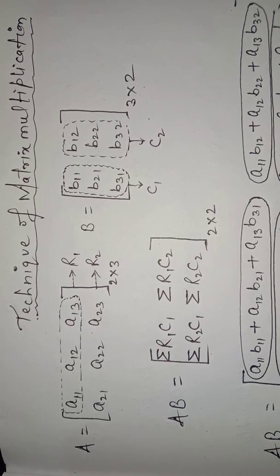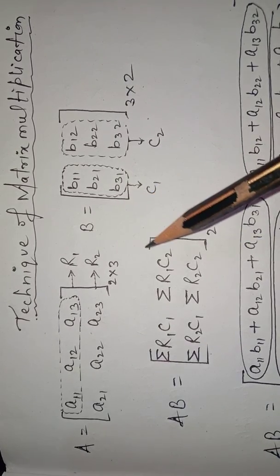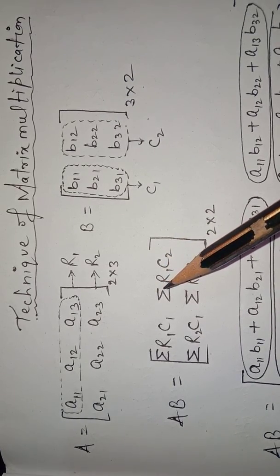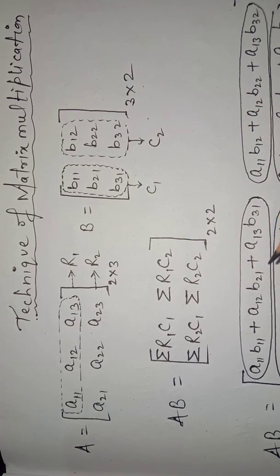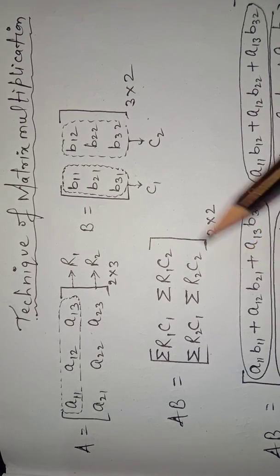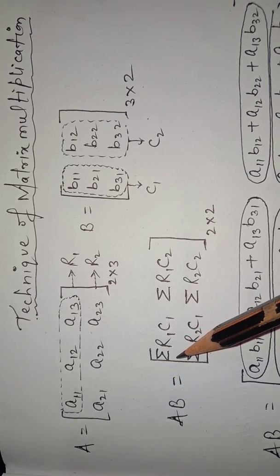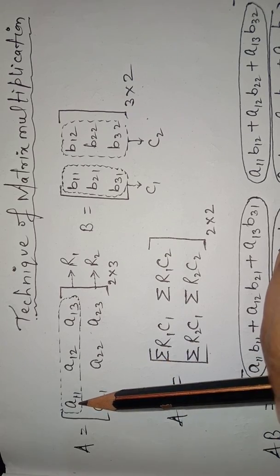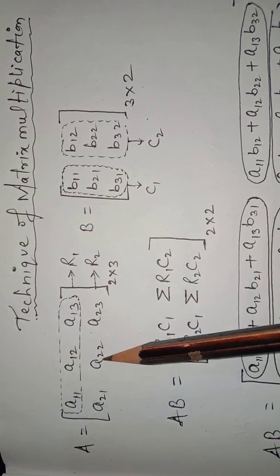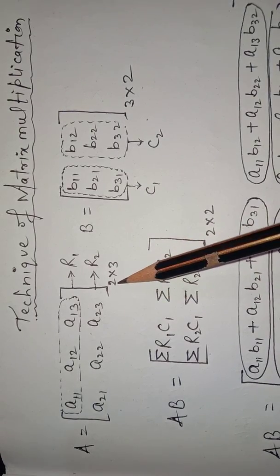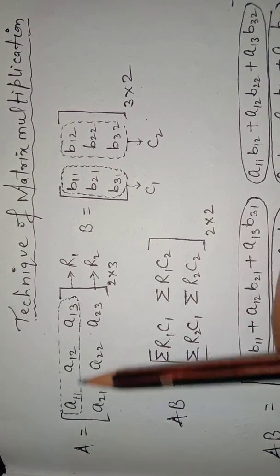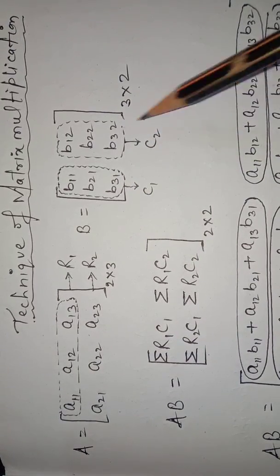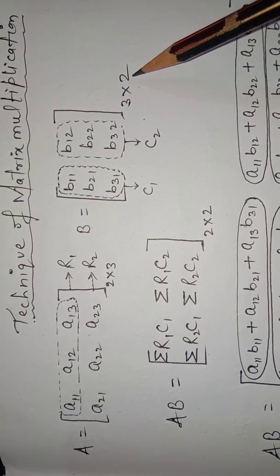Now the next question arises: how do we multiply two matrices? Actually, multiplication of two matrices is a totally different technique. So here I am going to tell you a very interesting way to multiply two matrices. I have taken two matrices, A and B. Say the elements are given by A11, A12, A13, A21, A22 and A23. Its order is 2 by 3 because it has 2 rows and 3 columns, and matrix B has 2 columns and 3 rows, so its order is 3 by 2.